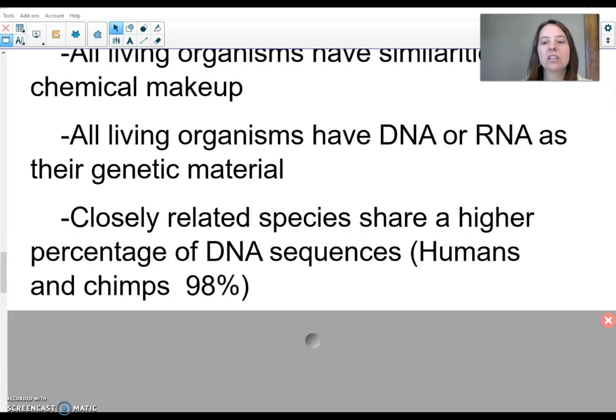Closely related species share a higher percentage of DNA sequences. For example, chimpanzees and humans share 98% of our DNA. And so the more closely related your DNA is, the more evolutionarily close the two organisms are. So we are more evolutionarily close to chimpanzees than to bananas, because we share 98% of our DNA with a chimpanzee and less than that with a banana.